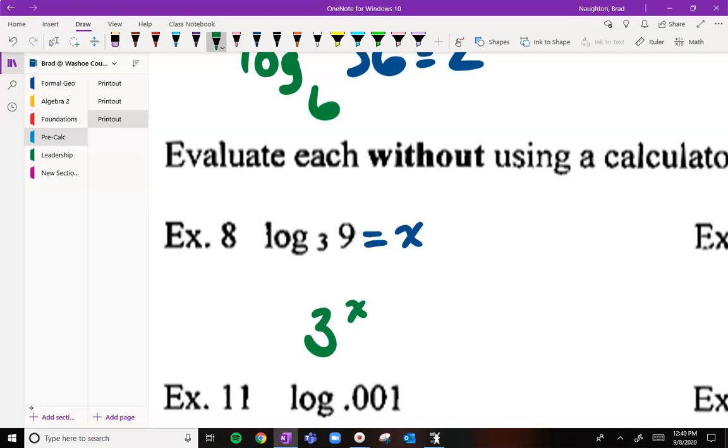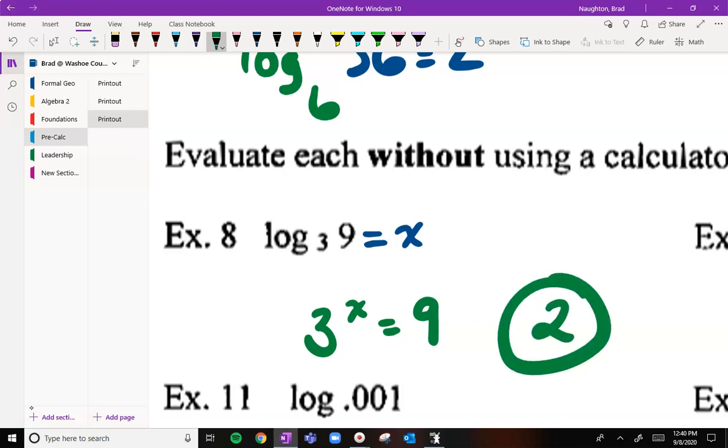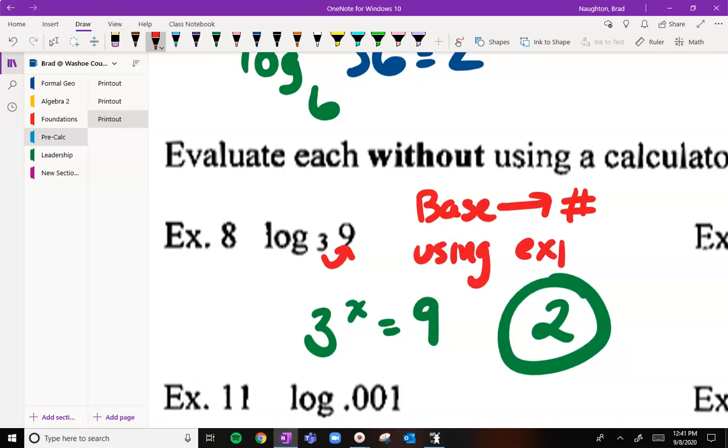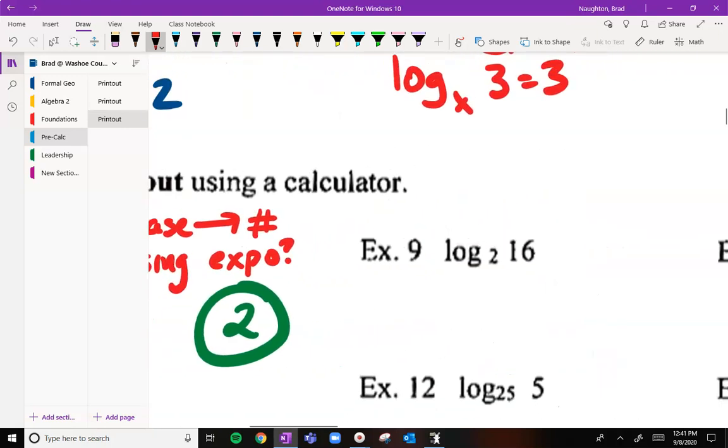So 3 to the x is equal to 9. Well, 3 to the what power is 9? 2. 3 squared is 9. Or, ladies and gentlemen, you just say to yourself, how do I go from 3, your base, to the number using exponents? 3 to the what? In this case, 3 squared. All right, let's go to the next one. 2 to the what gives you 16. 2 to the what power gives you 16? Again, that's going to be 2 to the 4th power is 16. So our answer here is 4.